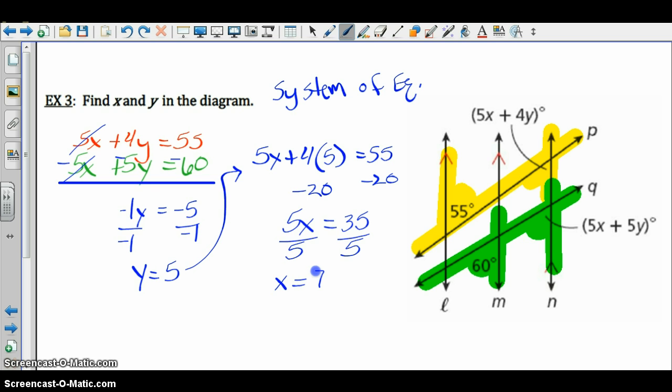Now, we can write our answer just like this, or we can write it as an ordered pair. X is 7, y is 5. That's the values for x and y you were supposed to find.